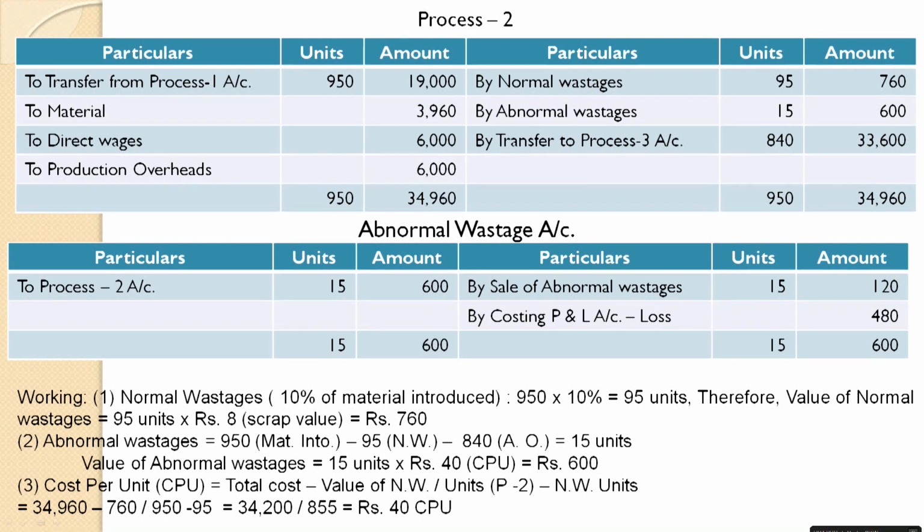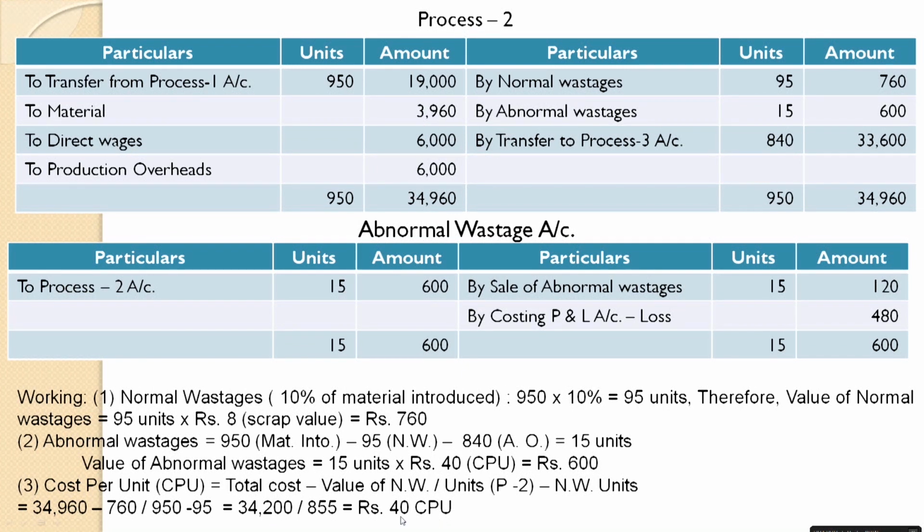95. So here the final position of the cost per unit is 34,200 rupees divided by 855 units. See the last line of the working, 34,200 rupees divided by 855 units. So it comes to rupees 40. So this is your cost per unit for the process 2. So for process 2, CPU is rupees 40.